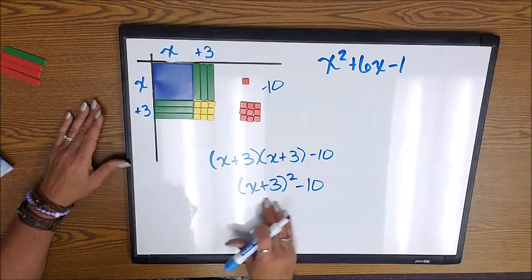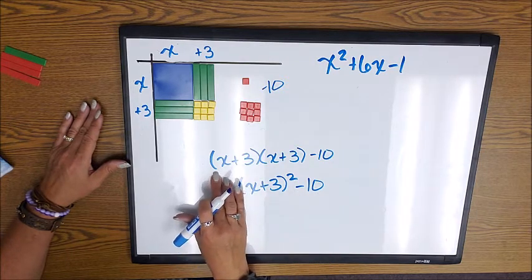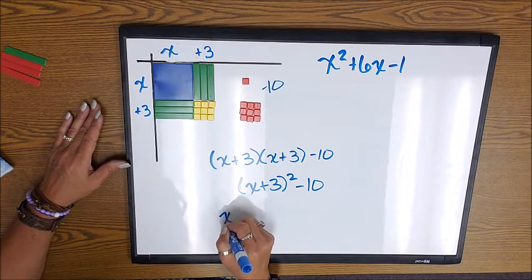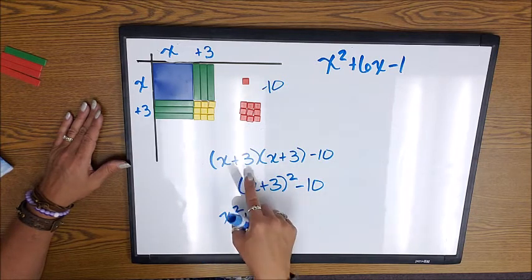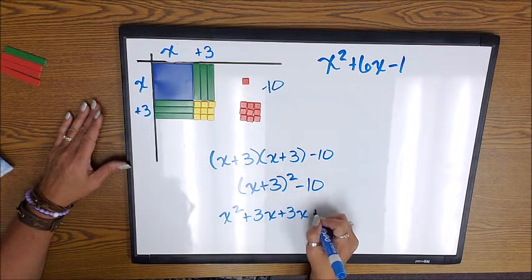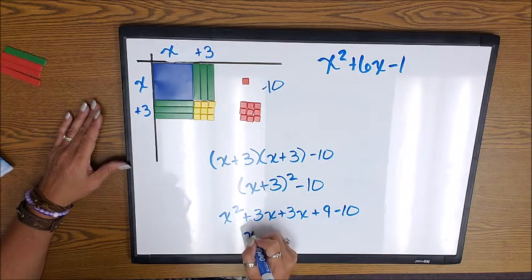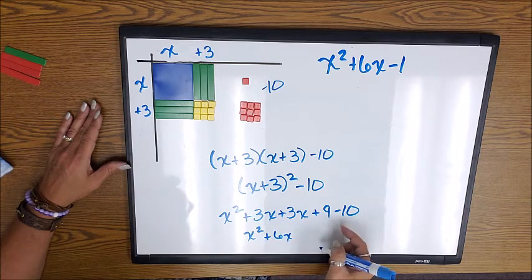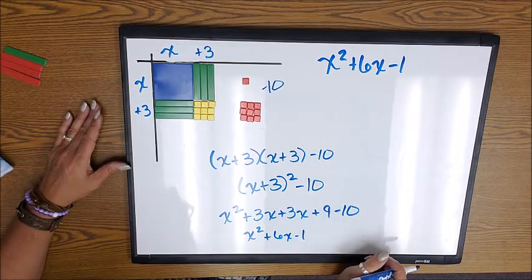If I want to, I can go back and double check when I go back and do the multiplication. I can go back up here and I say x times x is x squared. x times 3 is 3x. 3 times x is 3x. 3 times 3 is 9. And then subtract 10. So now I have x squared, 3x and 3x is 6x, plus 9 minus 10 is minus 1. So this is my original value.